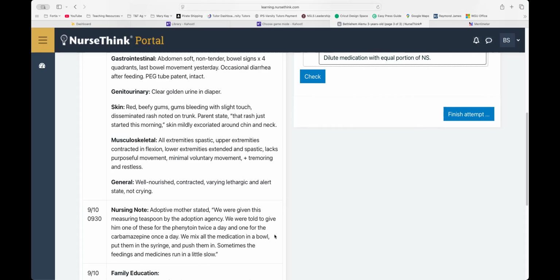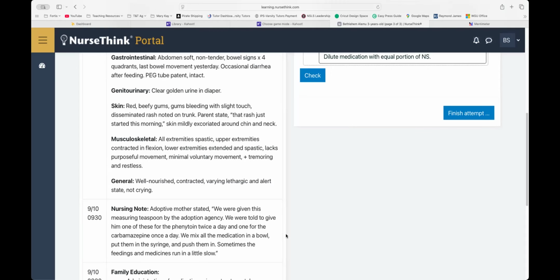So looking at our assessment of parents, kind of learning how they do everyday life. Adoptive mom says, we were given this measuring teaspoon by the adoption agency. We were told to give him one of these for the phenytoin twice a day and one for the carbamazepine once a day. We mix all the medications in a bowl and put them in a syringe and push them in. Sometimes the feedings and medicines run a little slow.